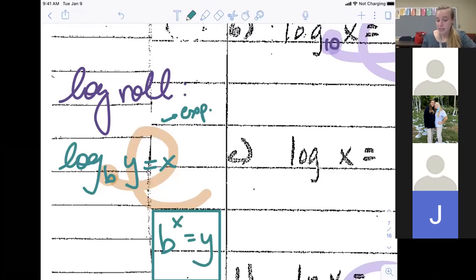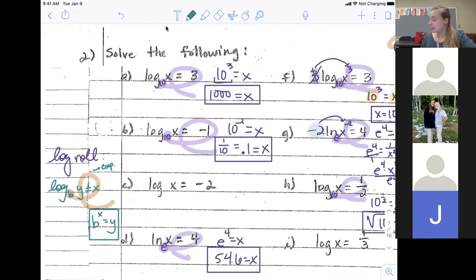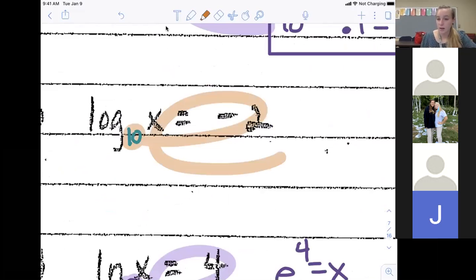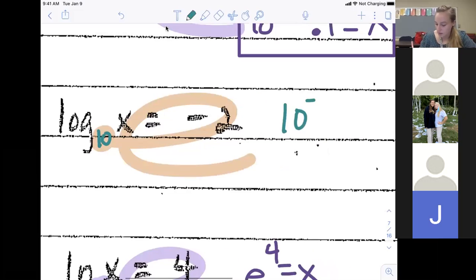The couple I want to practice, so I'm not going to the first page to practice anything on the front side because I think that we're good enough on that, but I do want to practice a couple that don't have the bases physically written in. I want to remind us that if it's log with no base, then we assume that it's a log base 10. So log base 10 of x equals -2. So 10, and then we do our log roll. So 10 raised to the -2 equals x.